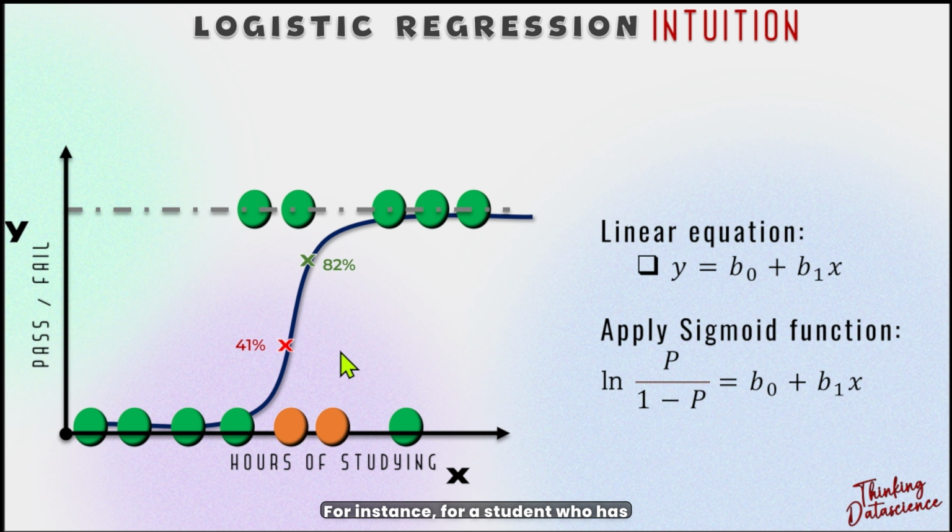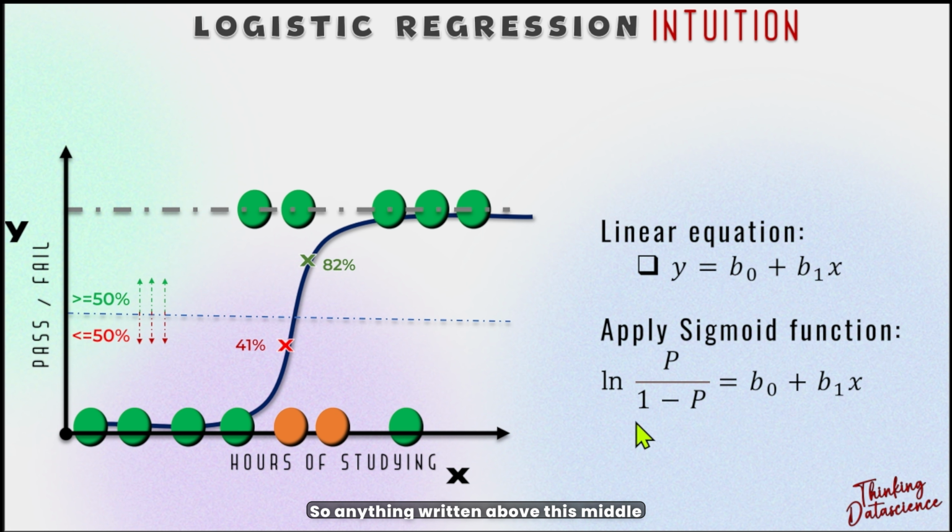For instance, for a student who has studied for 4 hours, there is a 41% chance of passing. Similarly, for someone who has studied for 7 hours, the probability of passing is 82%. In some cases, we can use these probabilities as they are. However, in most situations, we need a binary outcome, a yes or a no, as an answer. To achieve this, we split our curve into two.